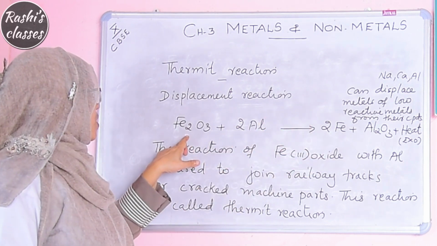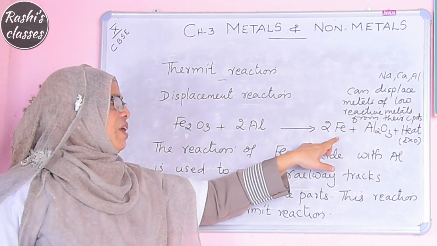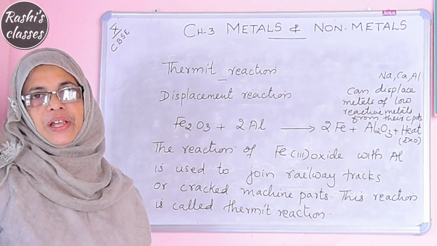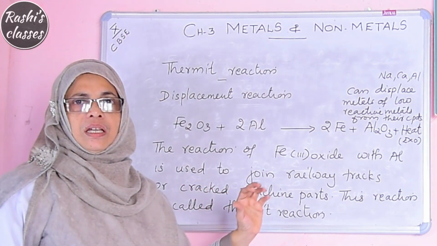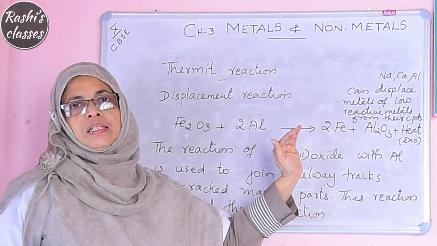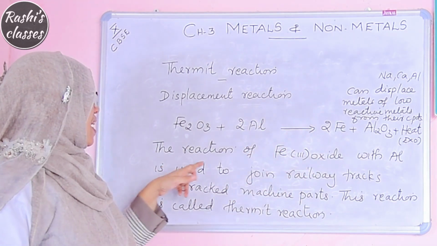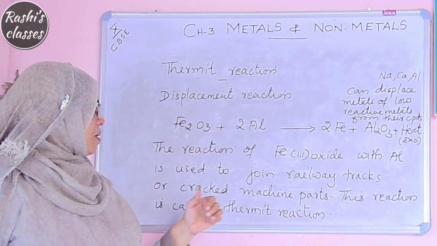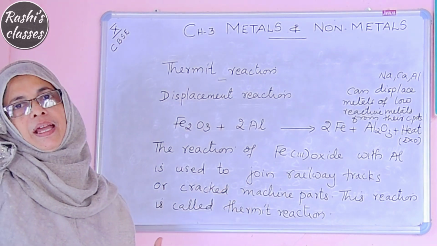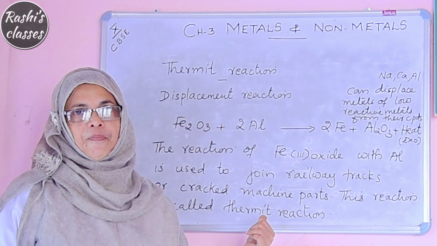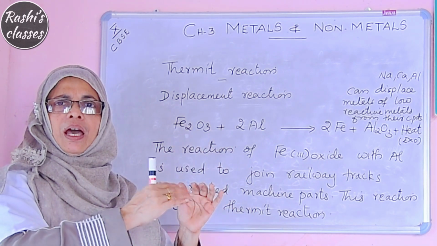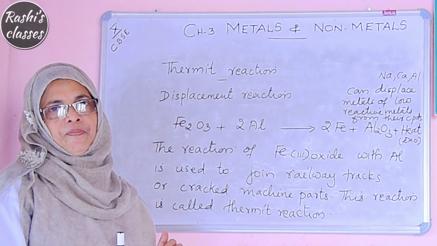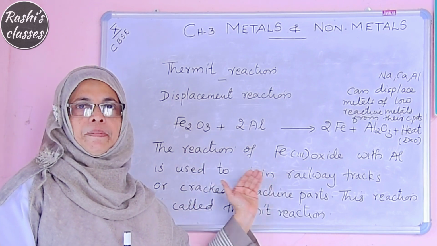In this process you can see Fe2O3 plus 2Al gives 2Fe plus Al2O3 plus heat. That is, it is a highly exothermic reaction. Because of this, iron becomes red hot and it melts. This process, the reaction of ferric oxide with aluminium, is used to join railway tracks or cracked machine parts. This reaction is known as the thermite reaction. So this iron becomes red hot and it can join the railway tracks or cracked machine parts. This equation also you learn by heart.